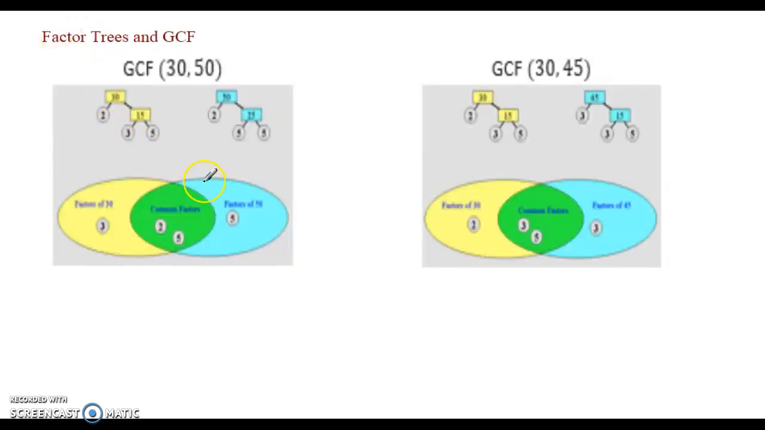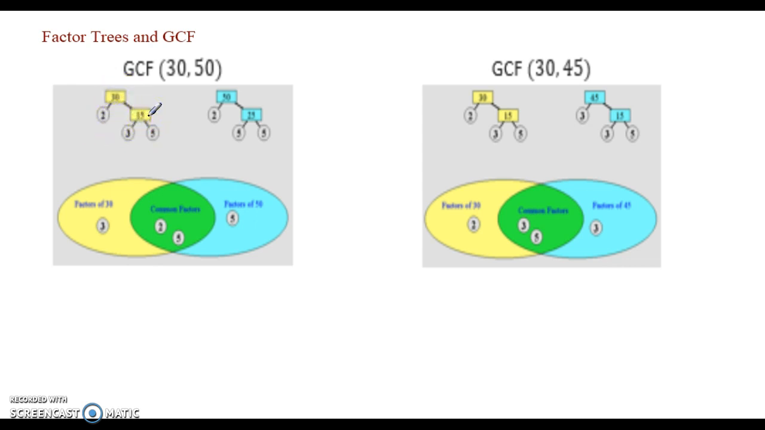Next, we're going to be talking about finding GCF using your factor trees. Now, I know this may be a little blurry for you to see, and we are going to be going over this in class, but I will explain what we're doing as we go. So, you're going to start with a factor tree for your two numbers. So, looking at 30 and 50, I'm going to break down 30 into 2 and 15.